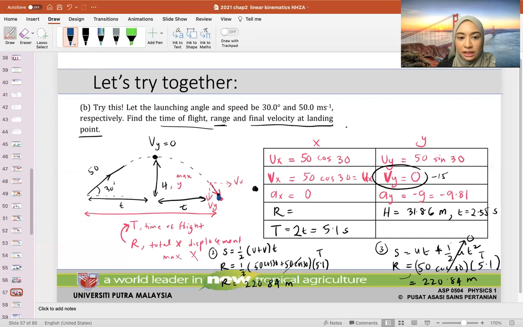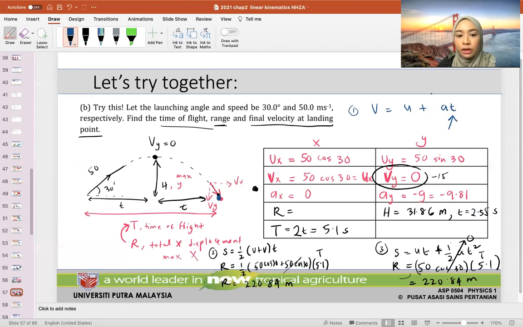Okay lah, I give you a hint. Let's try equation 1. Kita try equation 1 dulu. So V equals to U plus AT. Okay, what is the T that I should use here? Is it 2.55 or is it 5.1?